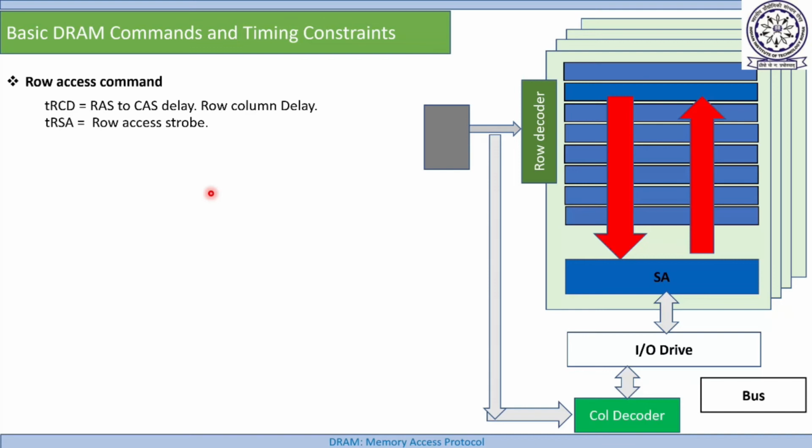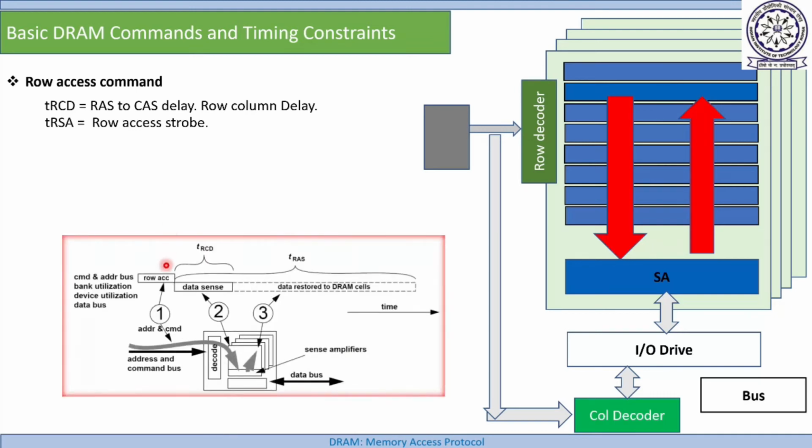So what is row access strobe? Row access strobe is the time from issuing the row access command till the restoration of the row. So if you see this diagram, you can see that this is the TRCD time and this is the TRAS time.